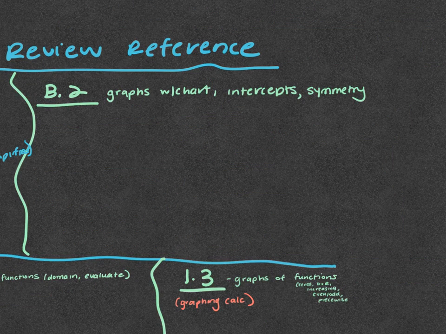B2 was our graphs with our X and Y points. Obviously, we're not plotting points, okay? But you also had graphing with the T-chart. So if I gave you something to graph and I asked you to fill in the chart, you did that on the quiz, same kind of concept. Intercepts. The x-intercept you get by plugging 0 in for y. The y-intercept you get by plugging 0 in for x.